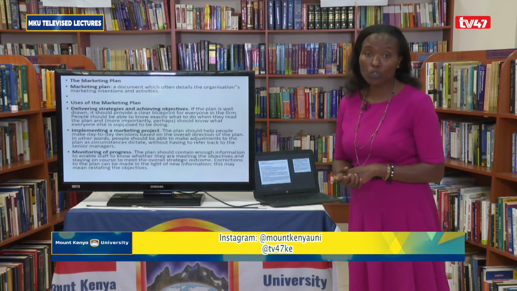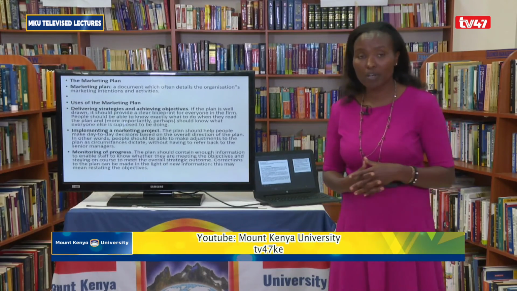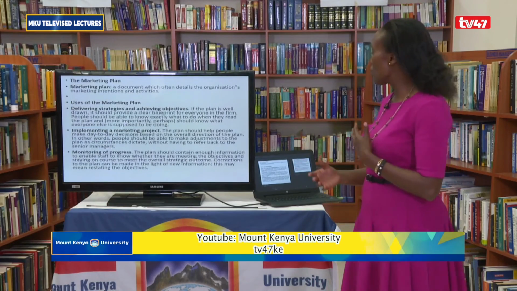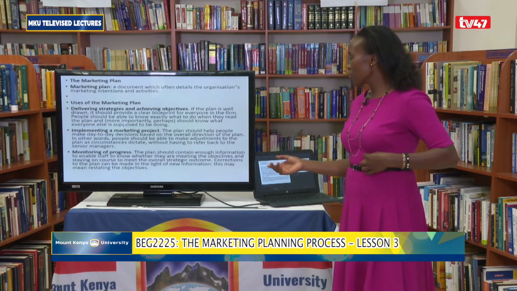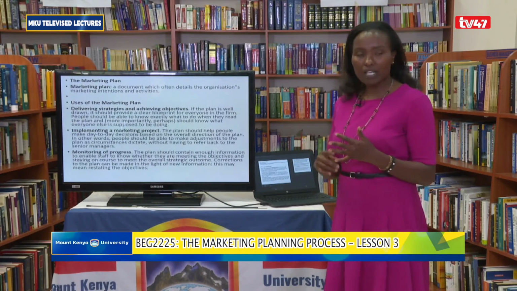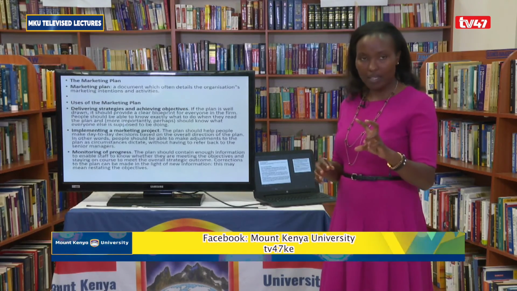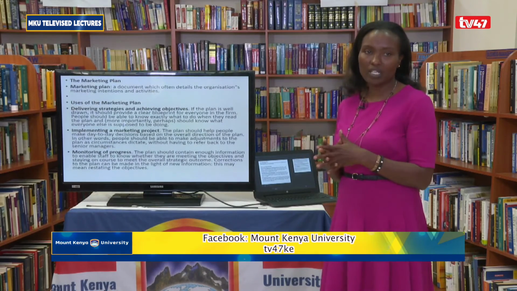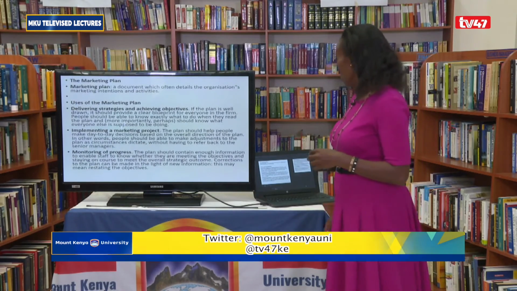Then also the other use of a marketing plan is monitoring progress. How are we doing? How well are we doing? The plan should contain information to enable people to know that they are meeting objectives. You are supposed to meet XYZ by this month. Where are you? You are able to measure yourself, the actual and what you have actually been able to achieve.